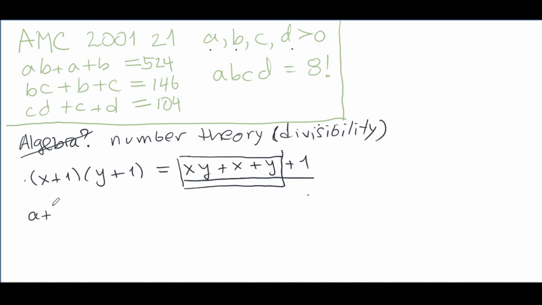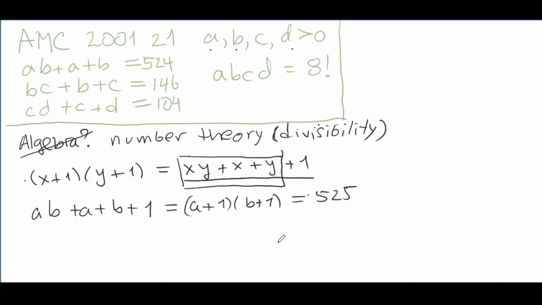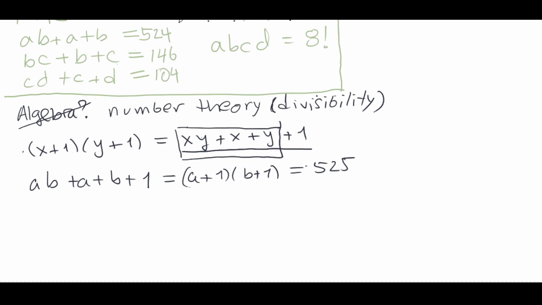Because we can do something like this. We can add 1 to these things. So A, B plus A plus B plus 1. And now this is going to be A plus 1 times B plus 1. But I have to add 1 to the other side, 525, like that. Very good. So we can do this now. We did it to this one. Now let's do the second one.